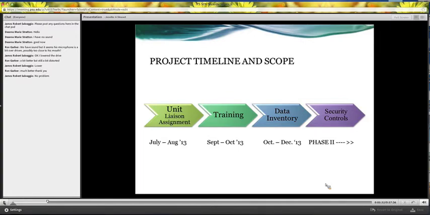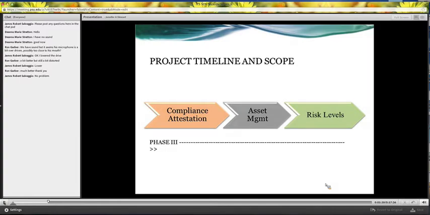And then as we start to get into phase 2, we'll begin to look at things like the security controls and the minimum security baseline. And then finally in phase 3, as I said, a multi-year, multi-phase program, we'll be talking about attesting to some compliance. We know we have HIPAA, FERPA requirements, PCI requirements. So through this, we'll get some compliance attestation. And then finally into some asset management and risk levels where we'll actually be able to have some tools for executives to look at and make proper risk decisions for the university.